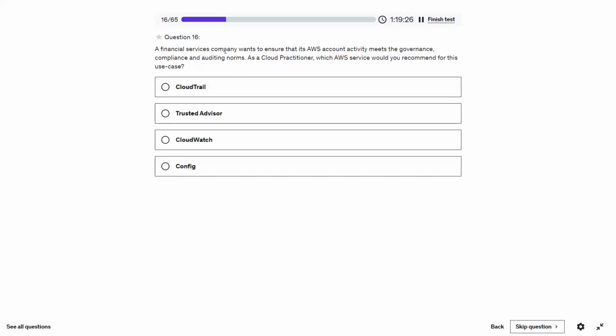Question number 16. A financial service company wants to ensure that its AWS account activity meets the governance, compliance, and audit norms. So CloudTrail, I told you a few questions back. In CloudTrail we see the logs, like who terminated the instance, who created the instance, who deleted this bucket, who used that API, who logged in. So for all kinds of audit, compliance, and governance purposes, we can use CloudTrail.